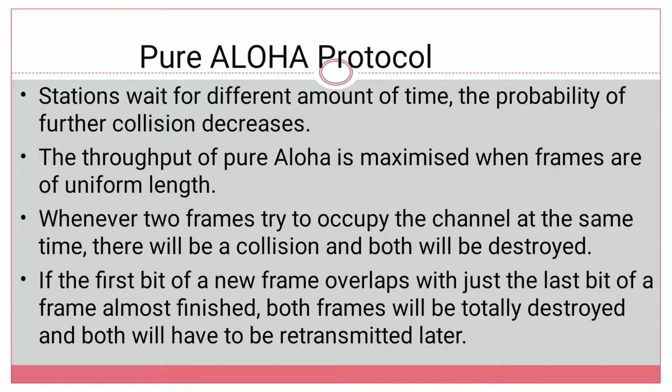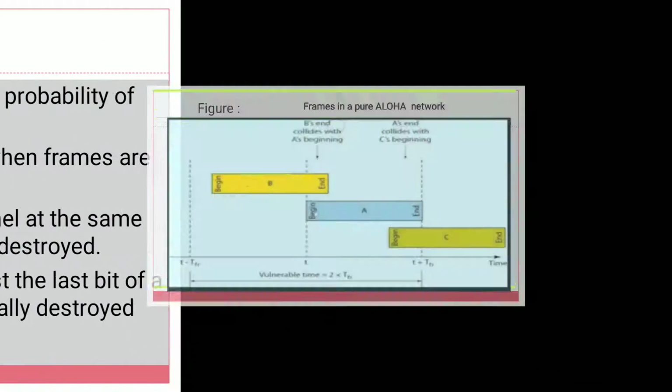Next, this is the important point. If the first bit of a new frame overlaps with just the last bit of a frame that is almost finished, both frames will be totally destroyed and both will have to be retransmitted later. So what does this point mean? Here is one diagram.